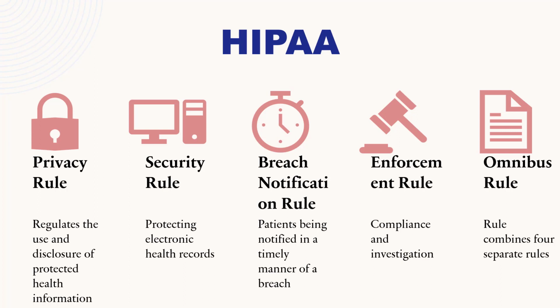The breach notification rule requires covered entities to inform of breaches when protected health information becomes unsecured. There are different regulations as to when breaches need to be reported and how quickly they need to be reported. The enforcement rule is a protection rule that you will comply with investigations. And lastly, the Omnibus rule combines previous legislation. It is the most recent of the HIPAA regulations and rules, as new as 2009.